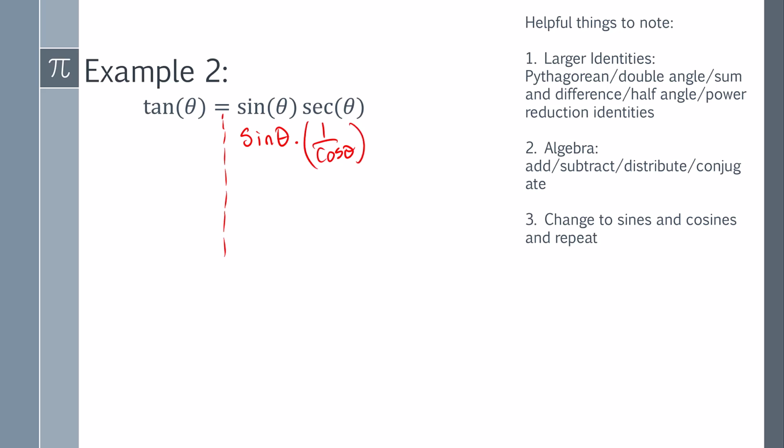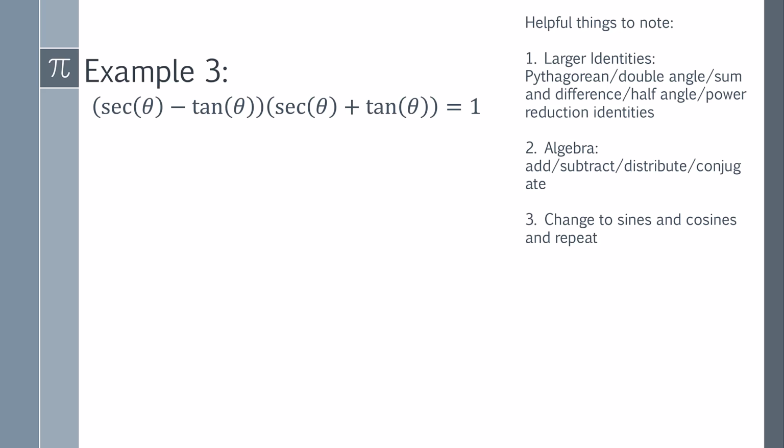So now let's start all over. Pythagorean? No. But algebra, I can multiply this together. Oh, sine theta over cosine theta, that's tangent. Now they're the same. And that's my answer. Let's look at another one.